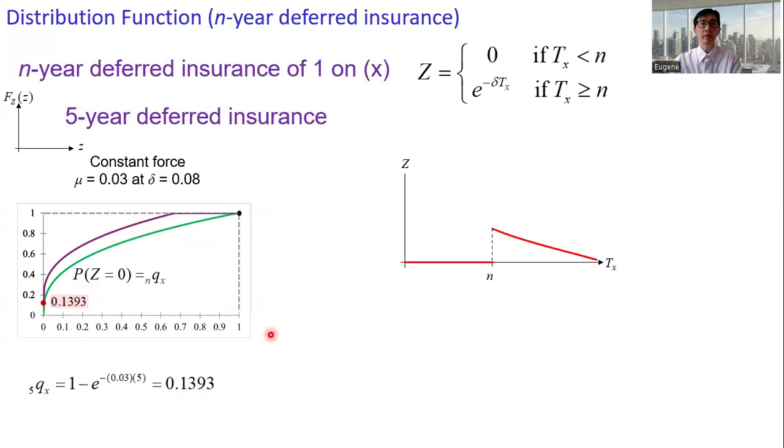And then there is a maximum value of z where z is no longer 1. This occurs at Tx greater than or equal to n, and the maximum is at Tx equals n. In this case, n is 5. So the maximum value of z occurs at Tx equals 5. That is the value of z equals e to the power minus delta, which is 0.08 times 5, which is 0.6703.